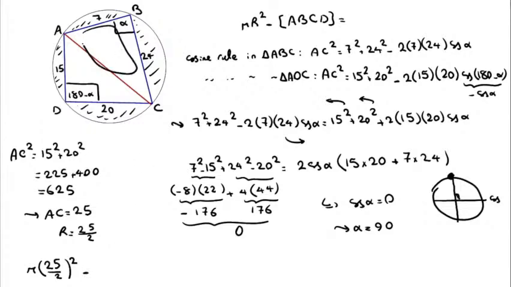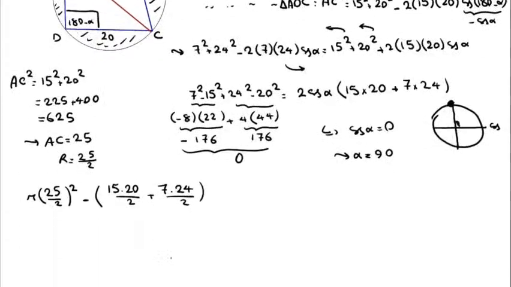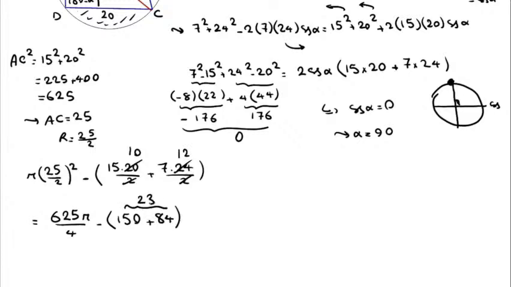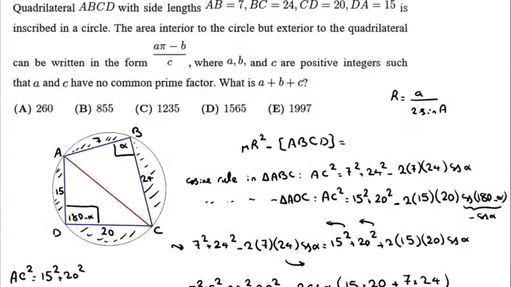The area of ABC is the area of this triangle. Because they are right-angled triangles, it's much easier to subtract them. So it will be 15 times 20 over 2, the first triangle, and the next triangle, 7 times 24 over 2. Let's subtract and see the result. 25 squared is 625, so 625 over 4 pi minus 150 minus 84, which is 234.